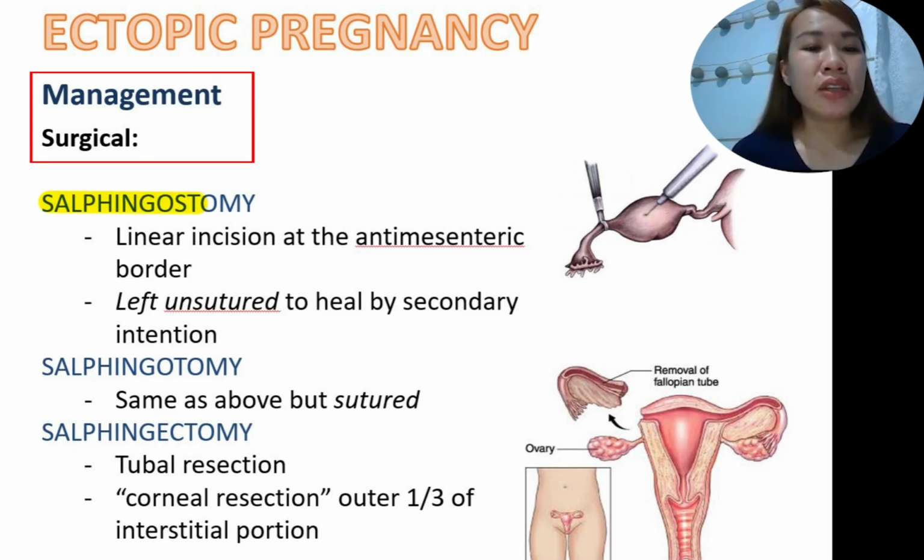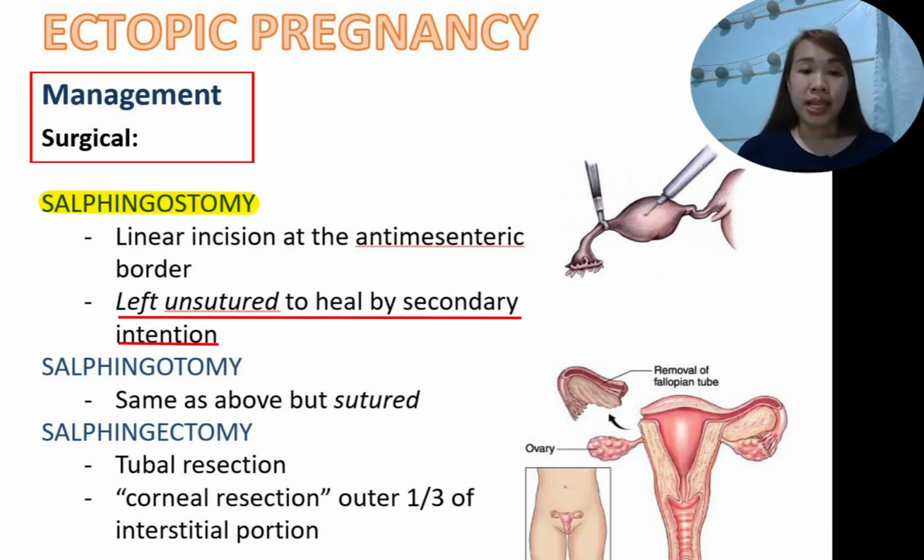First is salpingostomy. As I've mentioned earlier, if you see the root word salpinx, it means fallopian tube. So these three terms pertain to a surgical management done in the fallopian tube, but it's different. This is ostomy, otomy, and ectomy. So when you see the suffix ostomy, it means we create a linear incision at the antimesenteric border, but we are not going to suture it after. It will heal by secondary intention. Ostomy, you're going to incise, but you're not going to suture it.